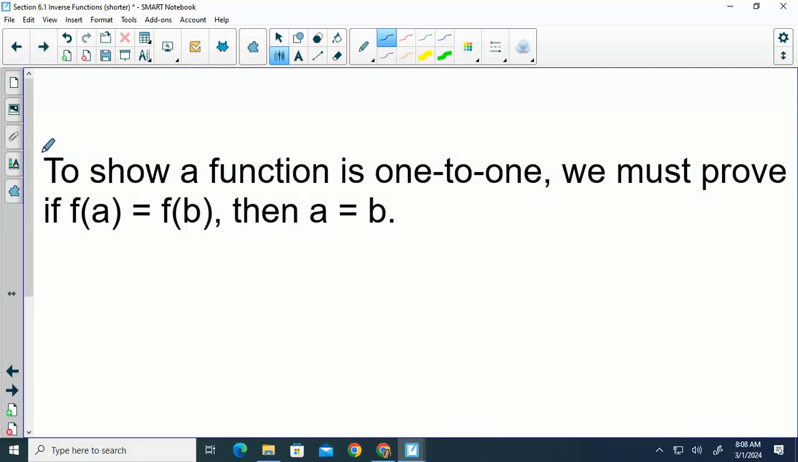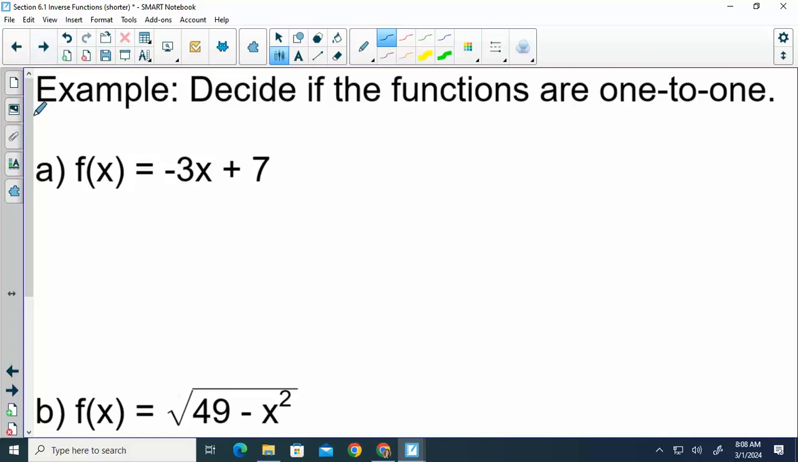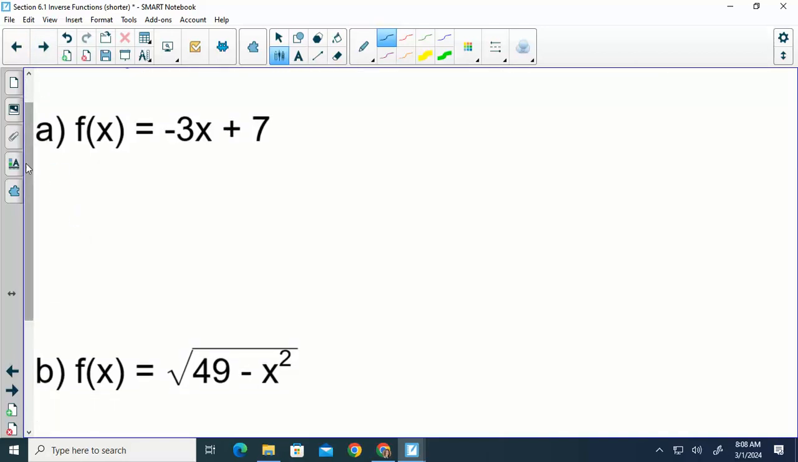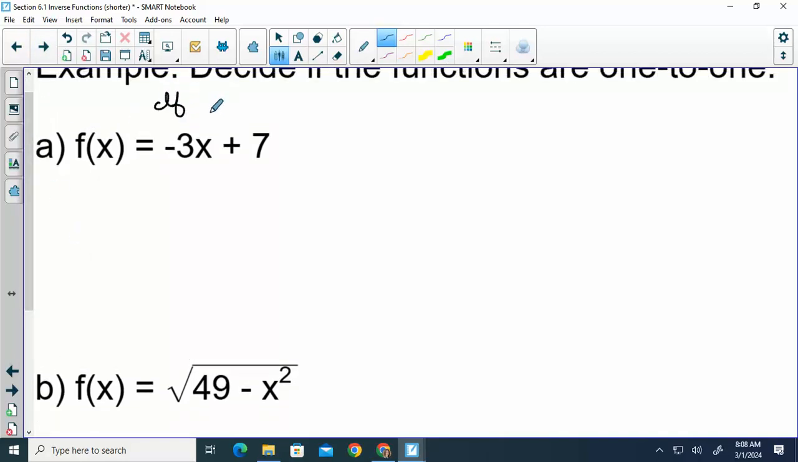In terms of looking at a function, there's a couple different ways we can decide if something is one-to-one. The first way is an algebraic approach. If things are one-to-one, we have to show that if the y values are the same, then the x had to be the same to start with. So the algebraic approach is if f of a equals f of b, so if two y's are equal, then a had to equal b. Then they had to be the same x value to start with.